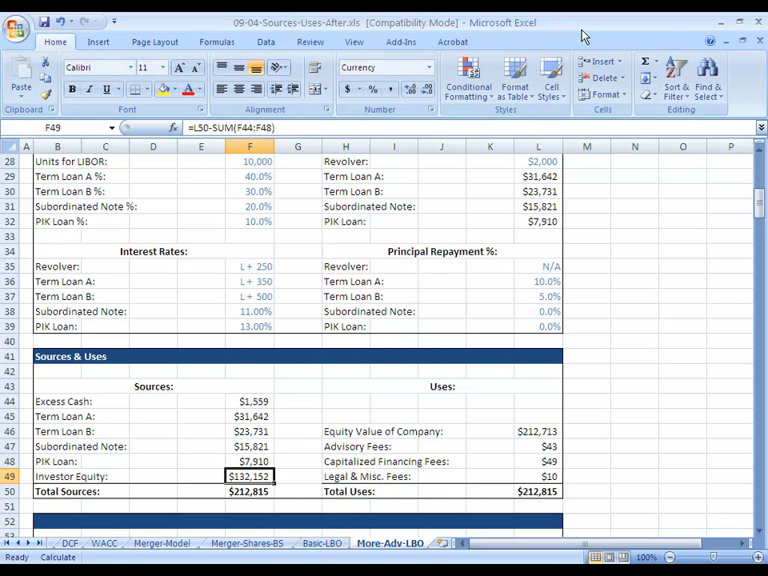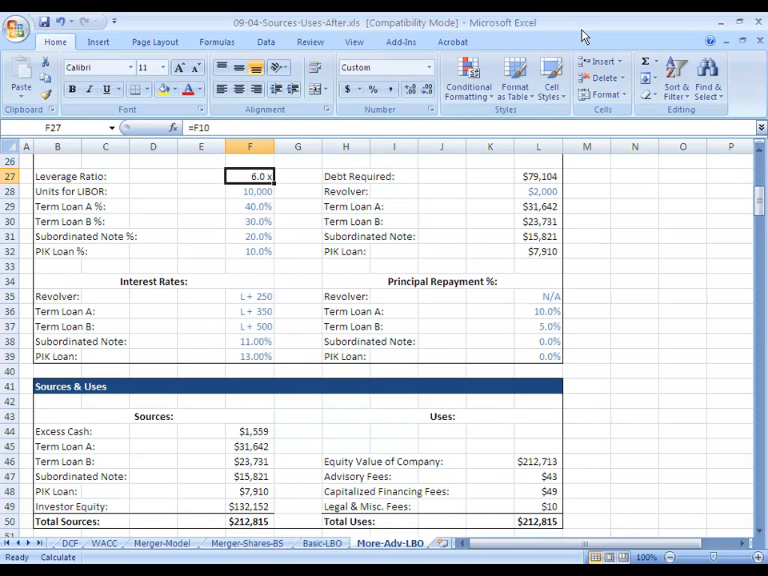Now, one question you may have is, why are we assuming that the investor equity has to be used to pay for these transaction fees? Because that's basically what we're doing here. We're saying that the private equity firm is going to pay for the advisory fees, the financing fees, and the legal and miscellaneous fees. And the answer is we don't have to do that necessarily, but usually with LBOs, the way it works is you assume a fixed amount of debt based on some type of leverage ratio, and then you assume that the investor equity number is the plug.